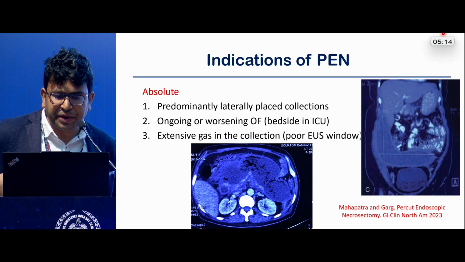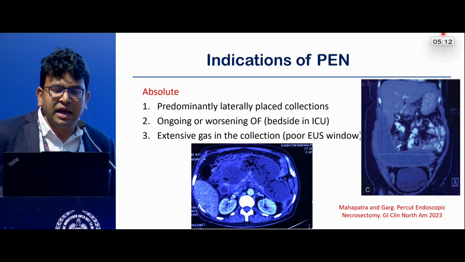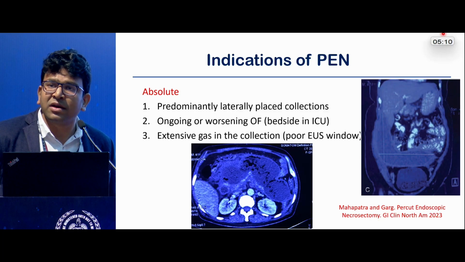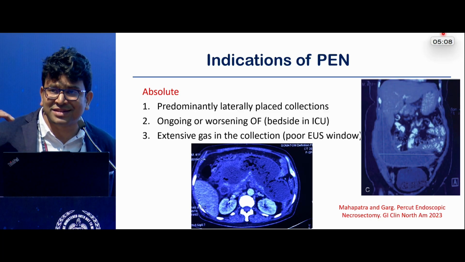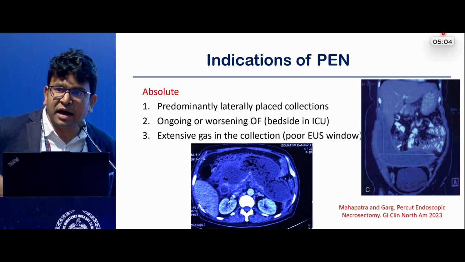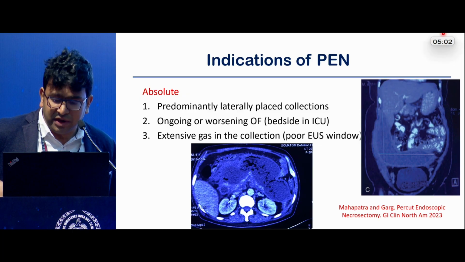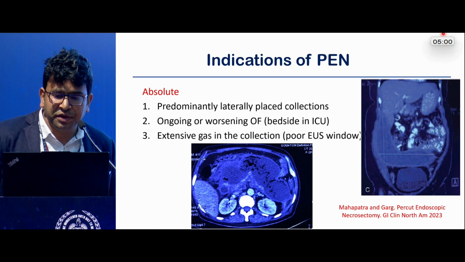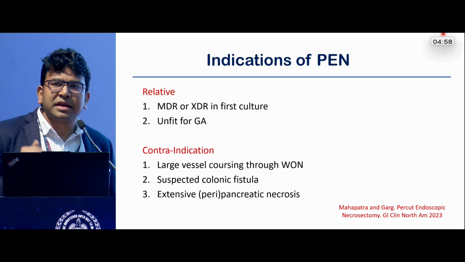Some indications are predominantly laterally placed collections in a patient with ongoing or worsening organ failure who is not suitable for a surgical intervention, or this can be done as an initial measure at the bedside in the ICU. Extensive gas in the collection with a poor US window are other indications. These are the relative indications.